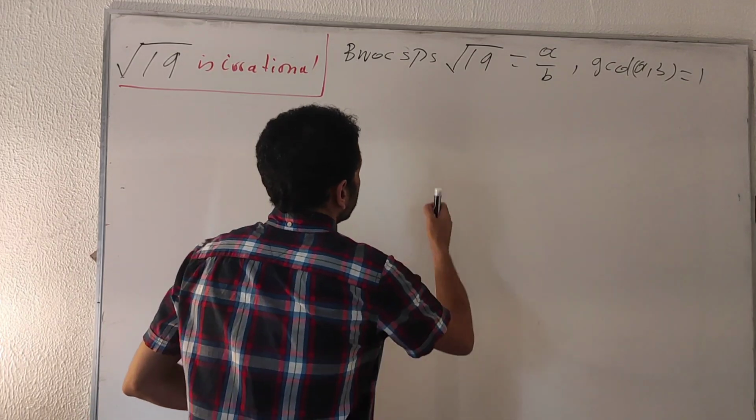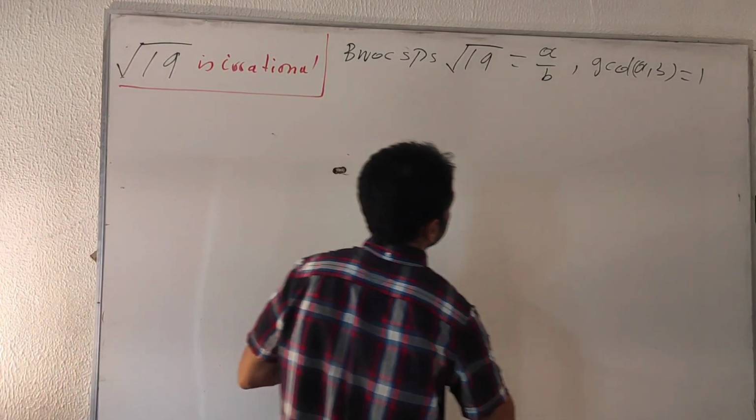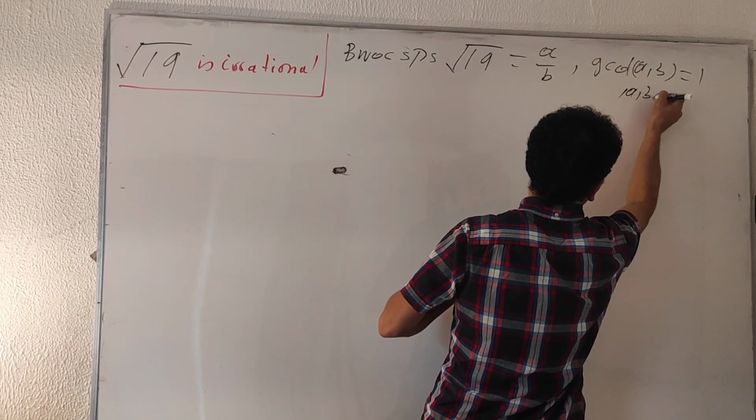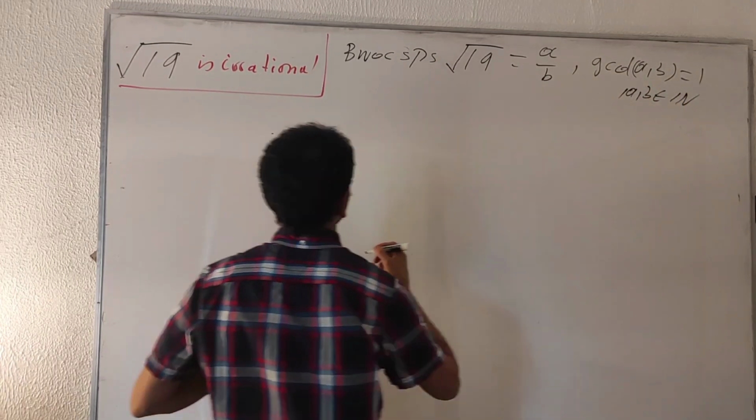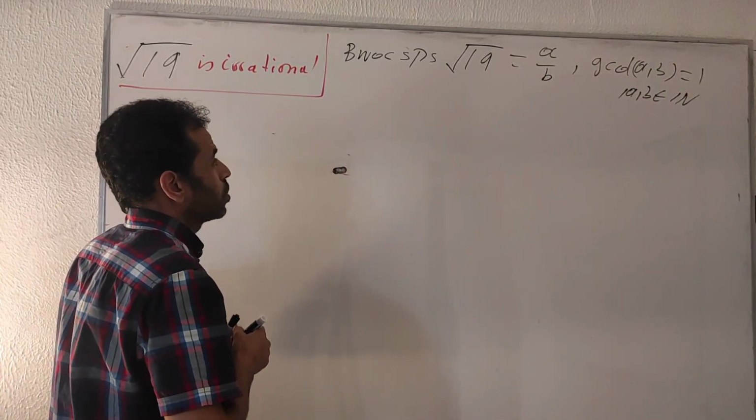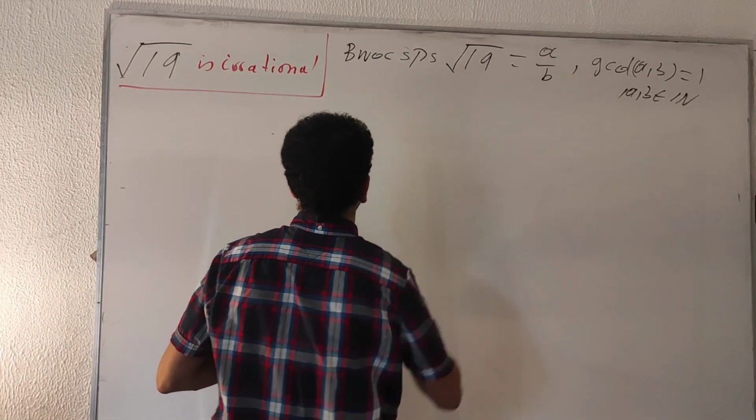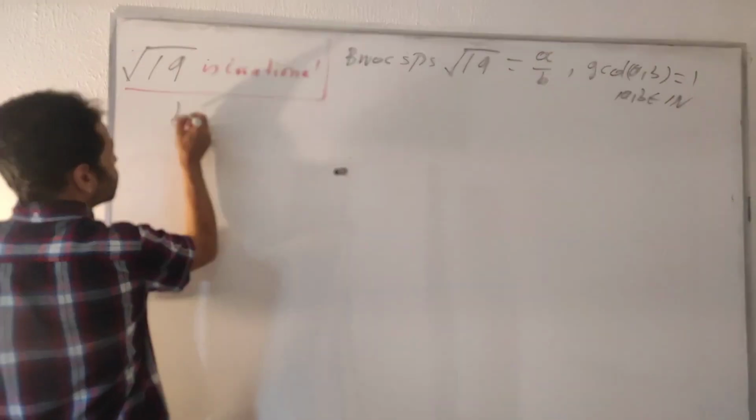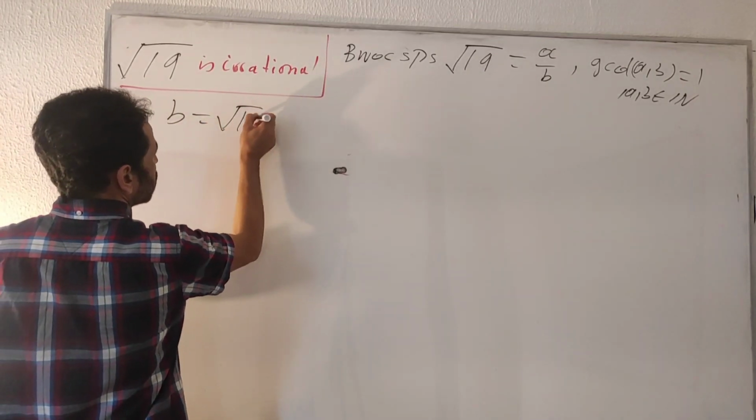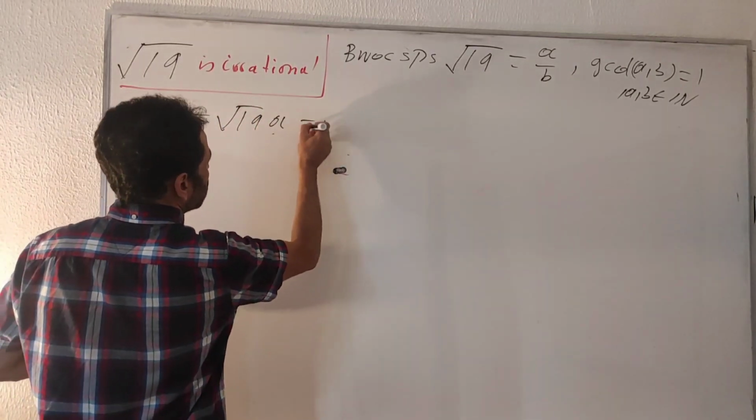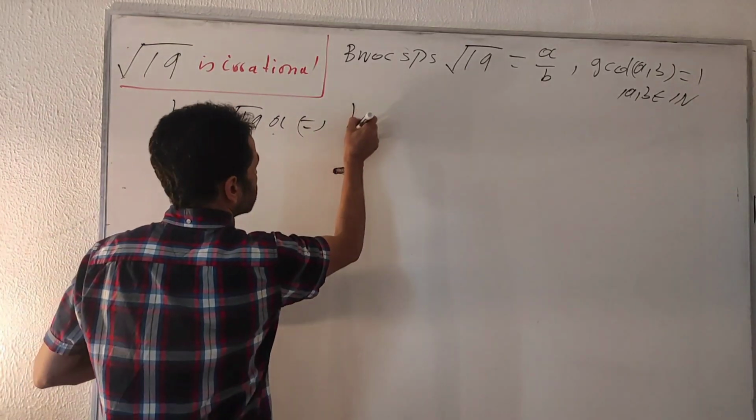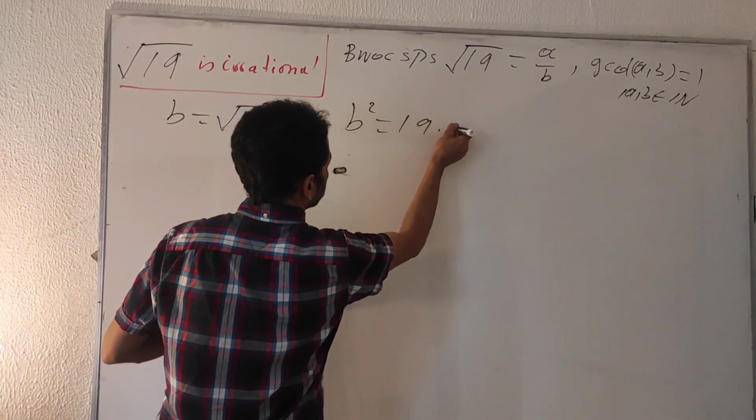Okay, so now A and B are natural numbers. Let's multiply side by side. I get B equals square root of 19 multiplied by A. Let's square both sides. I get B square equals 19 multiplied by A square.